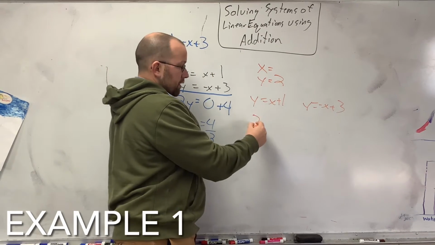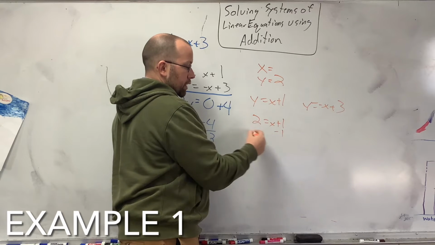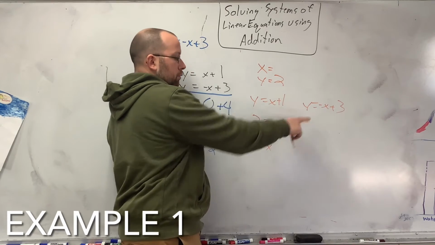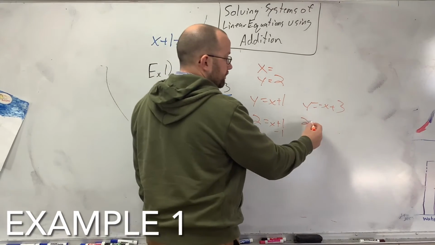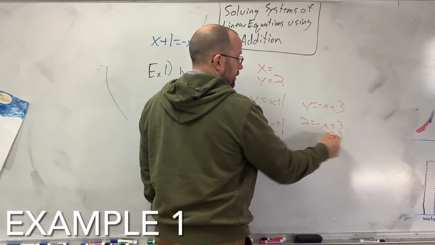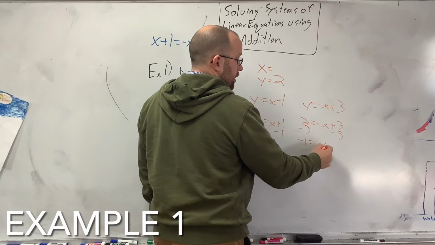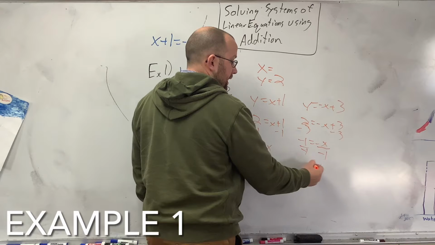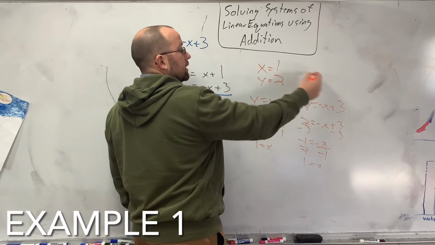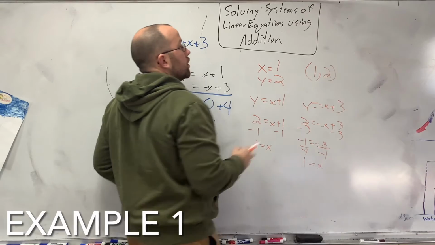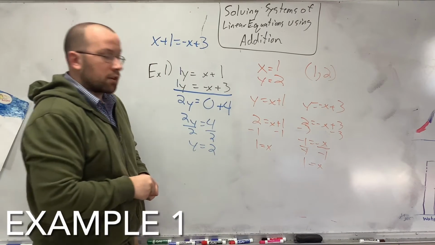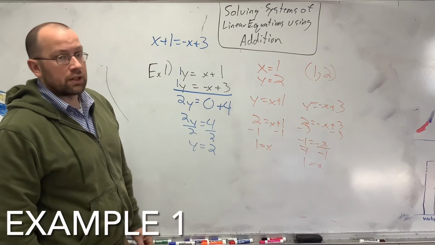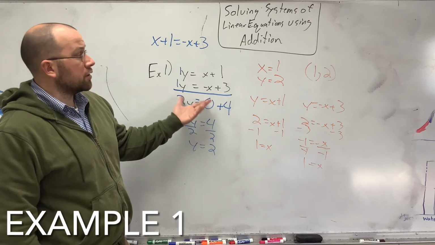So I plug in my 2 here, so 2 equals x plus 1. Subtract the 1 over, because I'm solving for x. So 1 equals x. Now if I get 1 over here, I'm all good. I have a negative in front of the x, so I divide by negative 1, and x equals 1. So that's my point. These are consistent equations that cross at the point (1, 2). So (1, 2) will work for both of these equations. That is its solution. That's how you use the addition method.